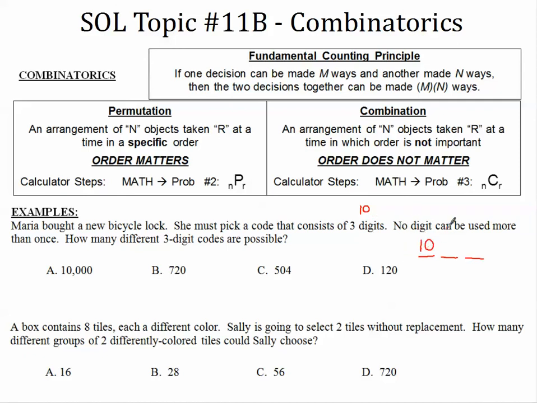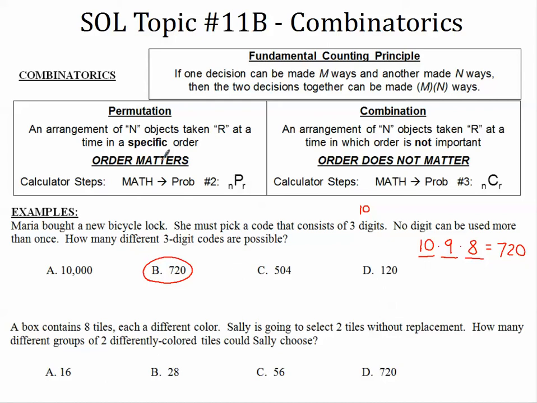But it does say that no digit can be used more than once. So once she picks one of the digits, then she only has 9 digits for the second event. And once she picks the first 2, then there's only 8 choices for the third event. And if we multiply all of these together, we will have 720. And that is the answer choice.